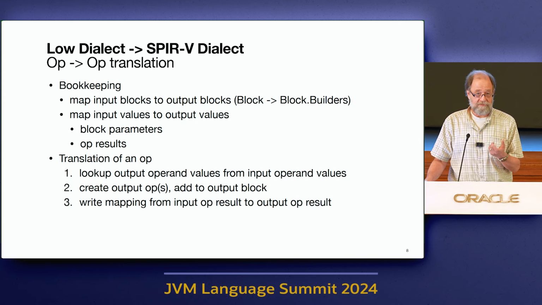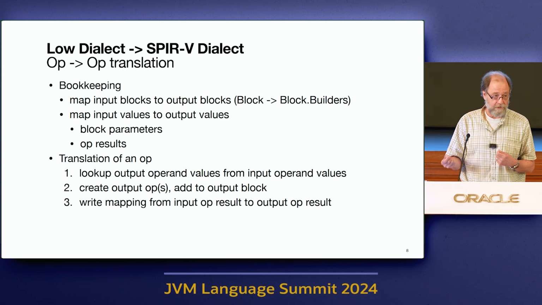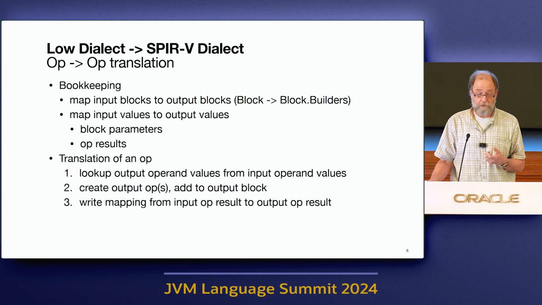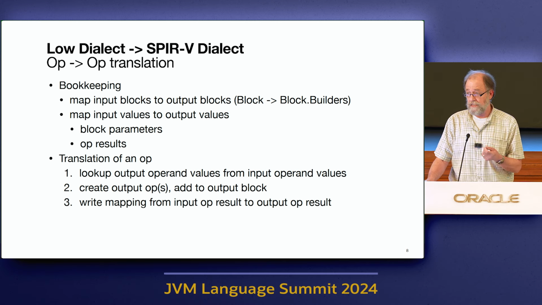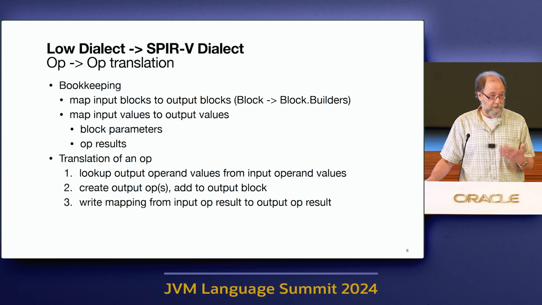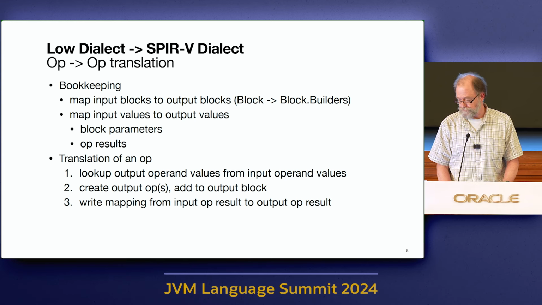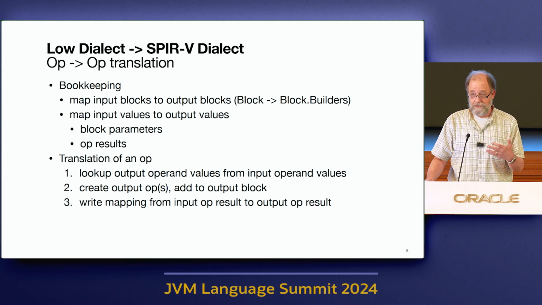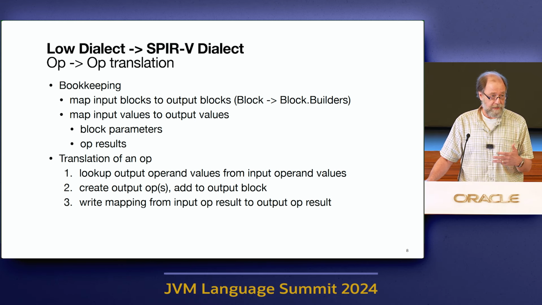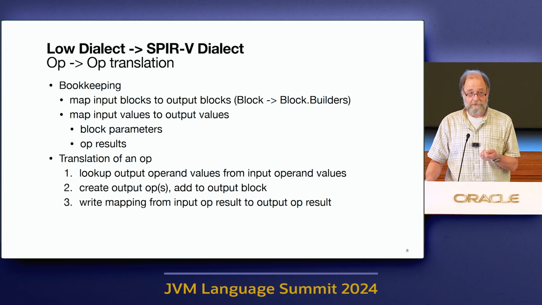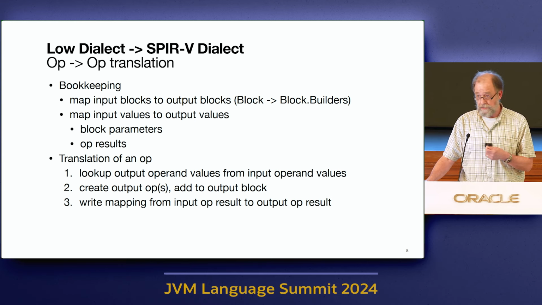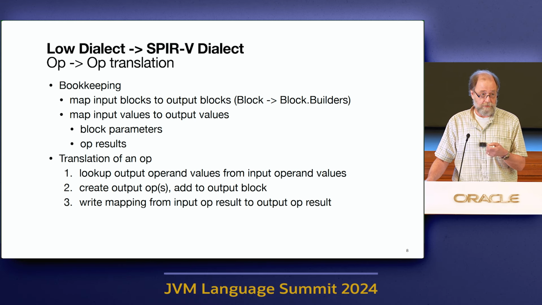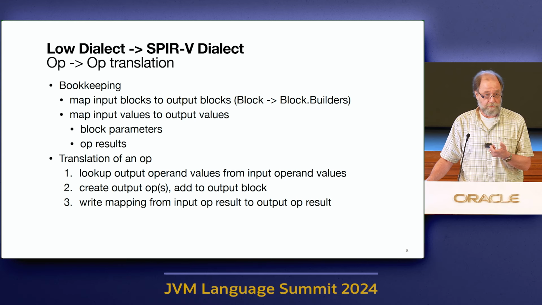And then we're mapping input values to output values. Typically, these are the results of input ops mapping to the results of output ops. But since code reflection uses this block parameter style of SSA representation, block parameters are a new kind of value. So if we're prepared to do that kind of bookkeeping, most of the translation from op to op turns out to be 3 steps. The first is you need to get your output operands. And these are typically acquired by just mapping the input operand values to the value map you're using to keep your bookkeeping.